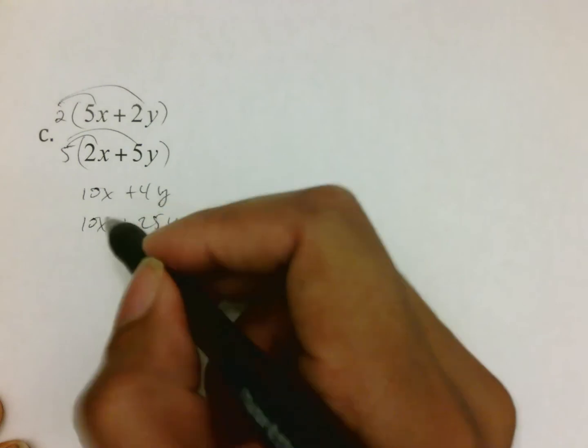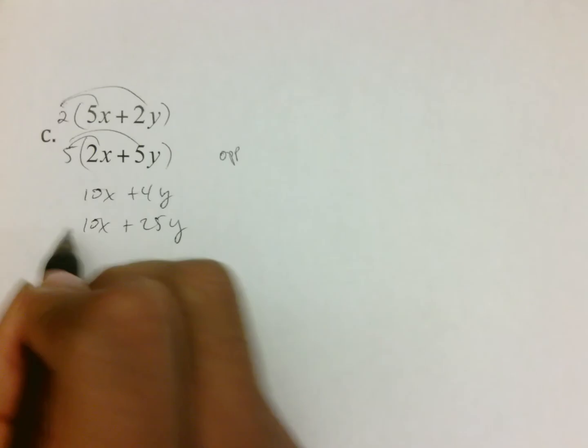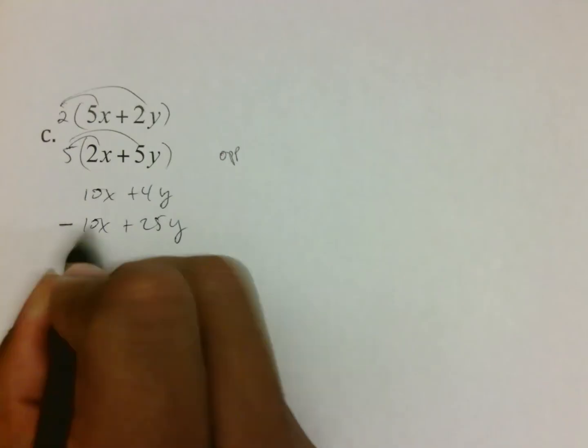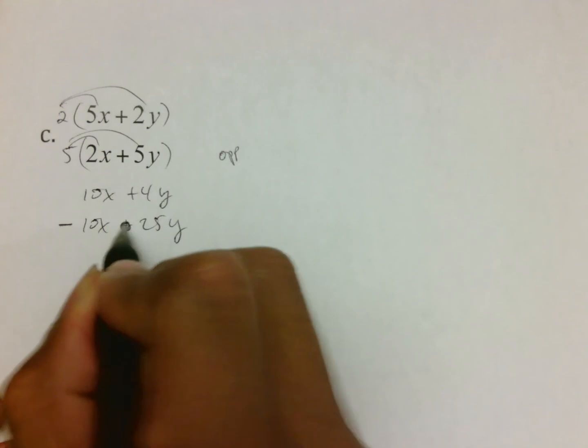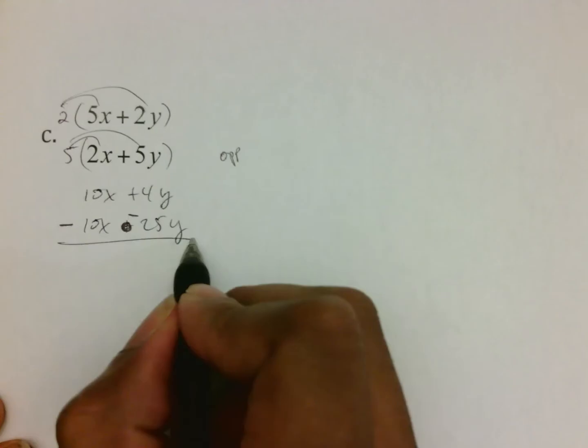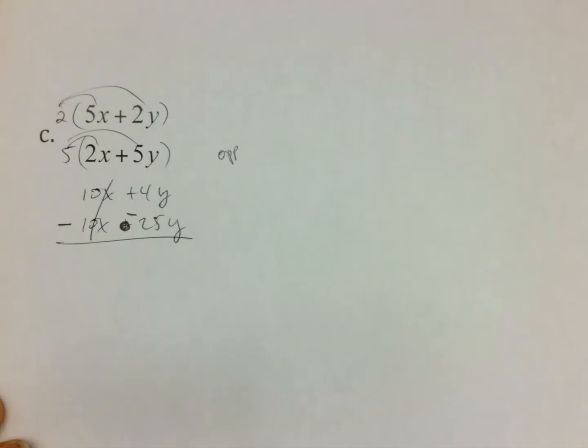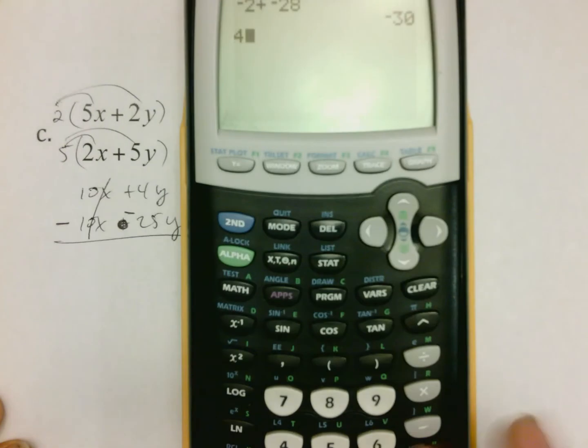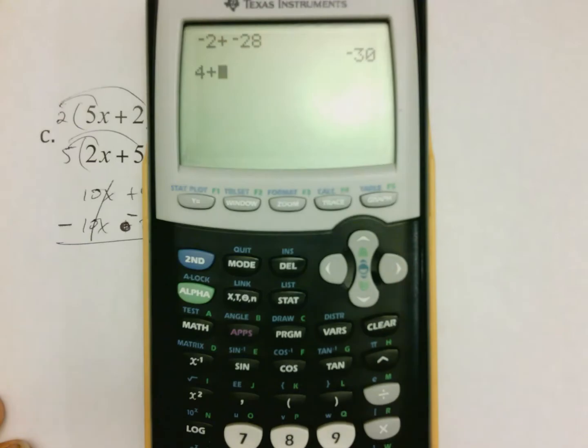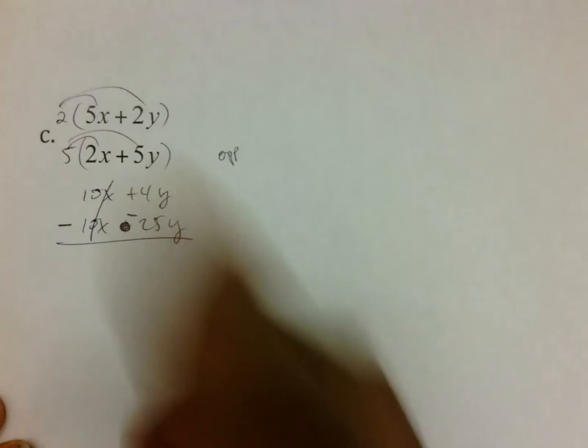Again, my 10x's are the same, but I need them to be opposite, so what I will do is switch my whole bottom row so that 10x becomes negative. I scribble out this plus and put a minus there. This goes away, and again, you can easily type 4 plus whatever the second number is, which in this case is negative 25, to get the answer of negative 21y.